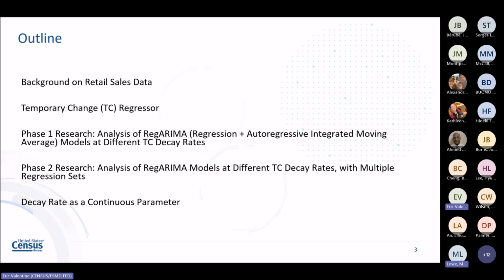I'll start off with some background on retail sales series data, and then talk about the temporary change regressor. After that, I'll talk about phase 1 and phase 2 of my research. And then I'll discuss evaluating the decay rate as a continuous parameter.